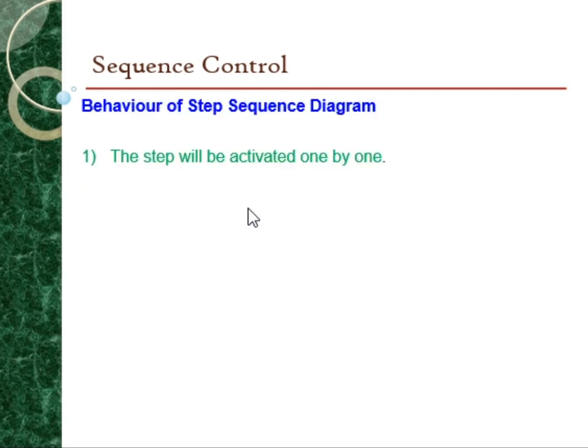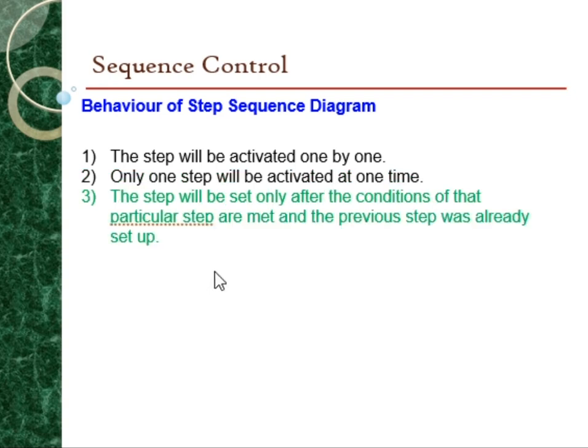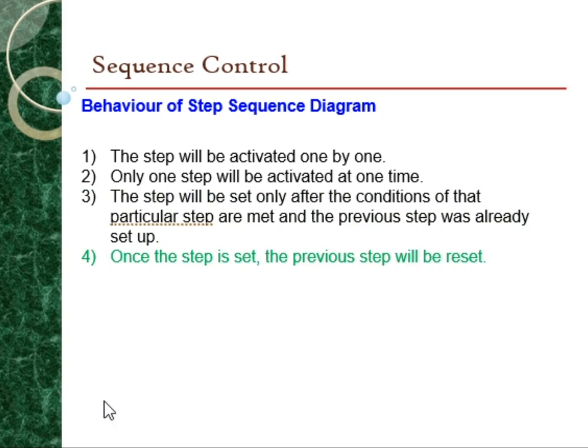I will explain the behavior of the step sequence diagram. The first behavior is the steps will be activated one by one. Then only one step will be activated at one time. The step will be set only after the conditions of that particular step are met, and the previous step was already set. Meaning you have to make sure the previous step has finished or completed before you move to the next step. Once the step is set, the previous step will be reset, because you can only have one step at a time.